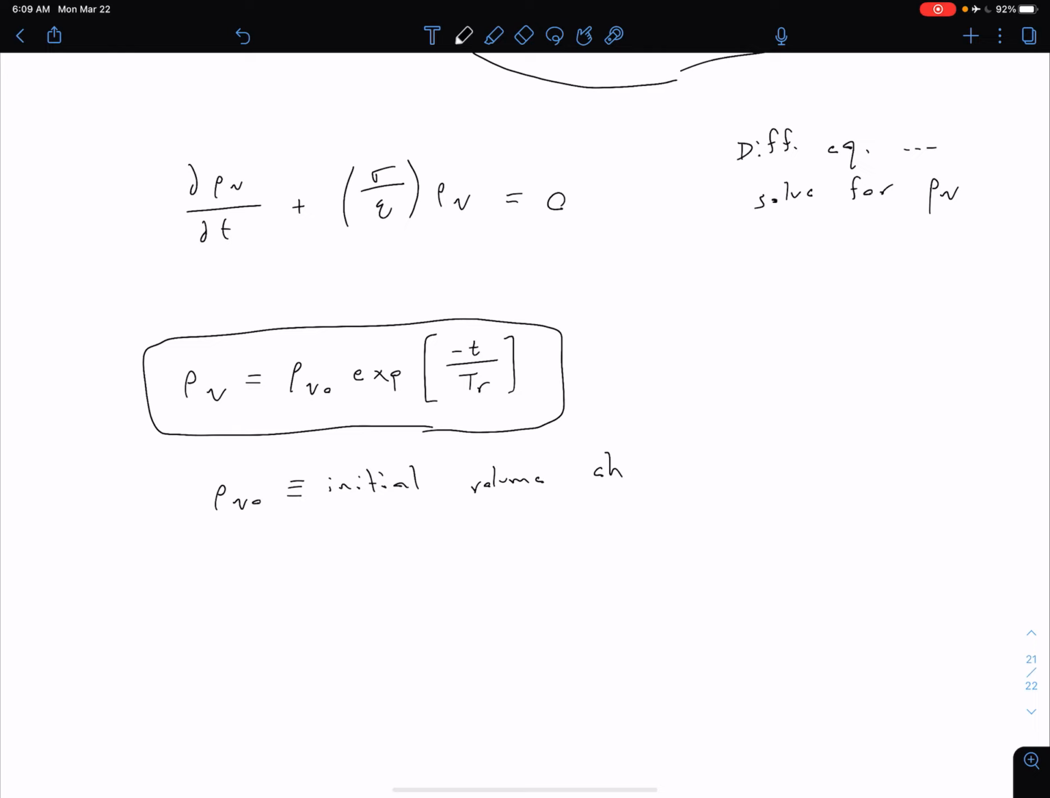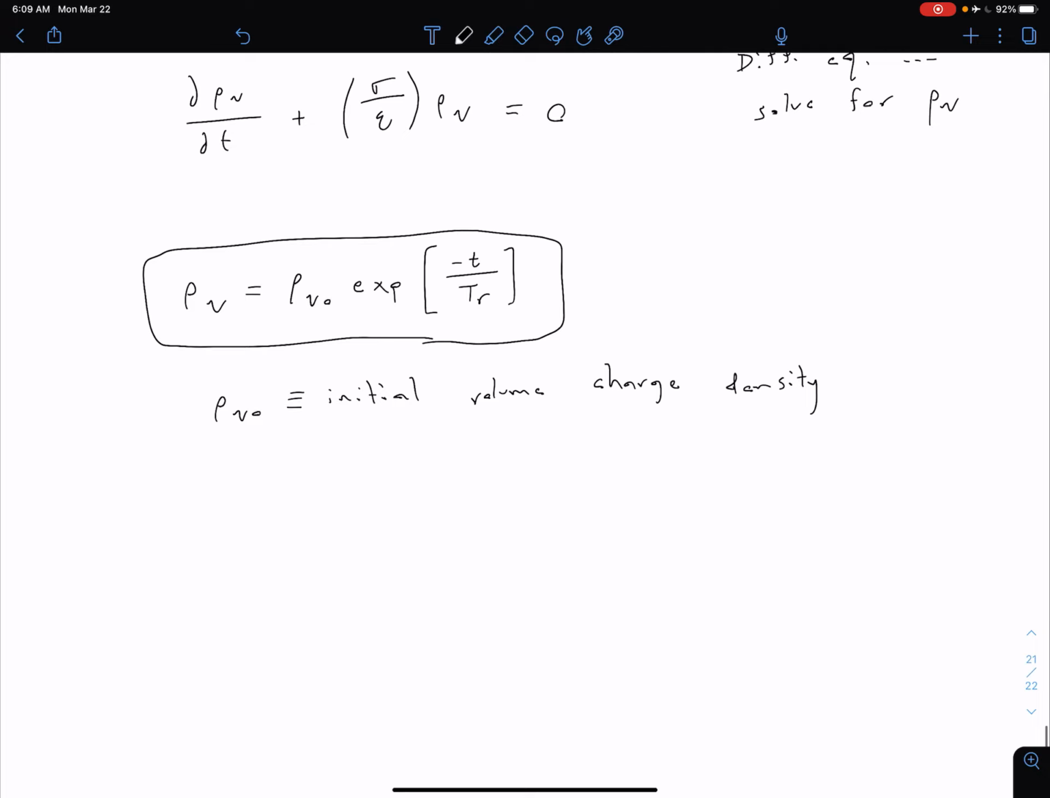So if we think about a metal that's just sitting there, nothing's happening, and then we apply an electric field across it, our initial volume charge density would be how much charge do we have in that volume, or how much charge do we have in the metal per unit volume initially before application of electric field.